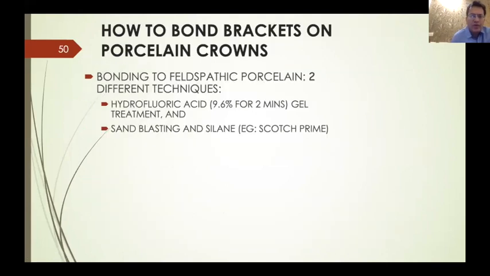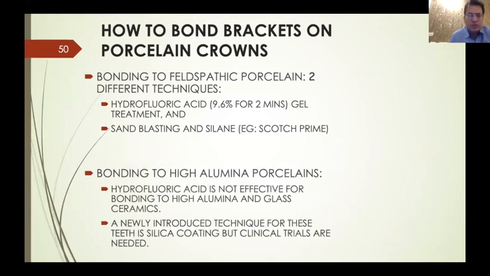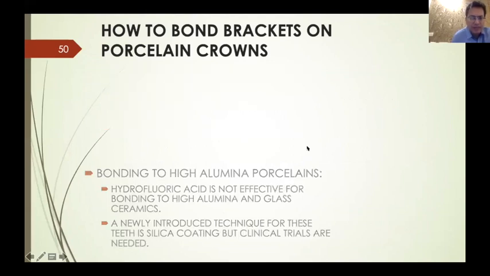So what do you do when you have a porcelain crown? Nowadays, adults want to go for orthodontic treatment. What do you use? You use hydrofluoric acid gel, sandblasting and silane. So a Scotch prime is preferable.